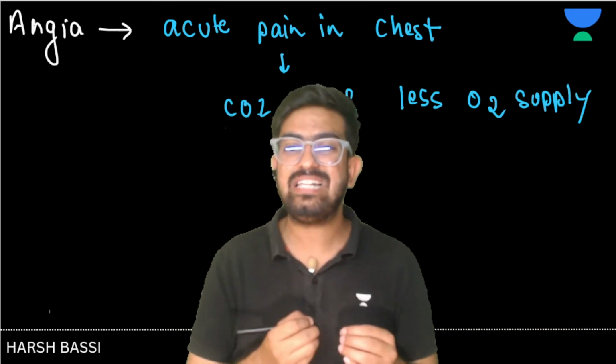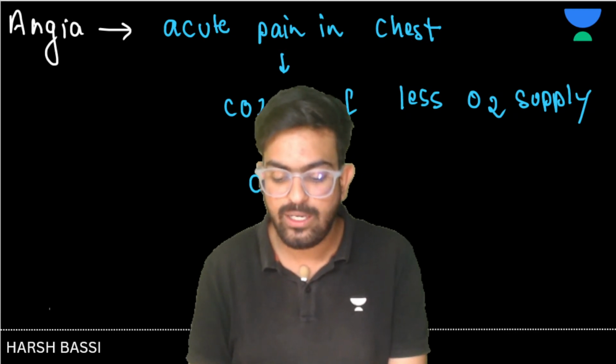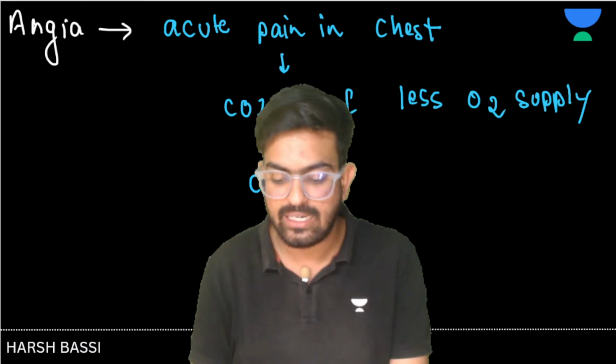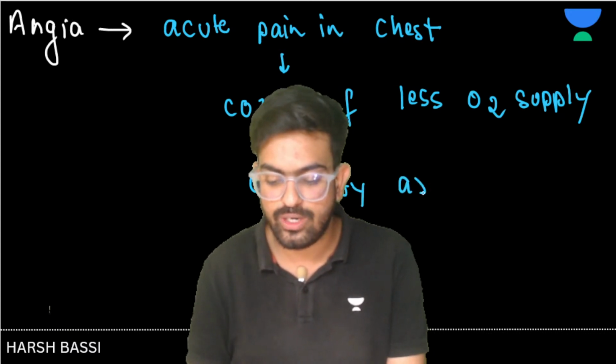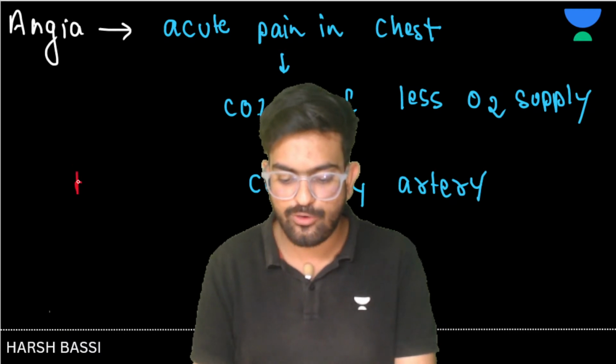Now why is it happening? Maybe the coronary artery will be blocked. Why is it happening? Blockage of coronary artery. I know it's lagging a little bit, right? Blockage of coronary artery.